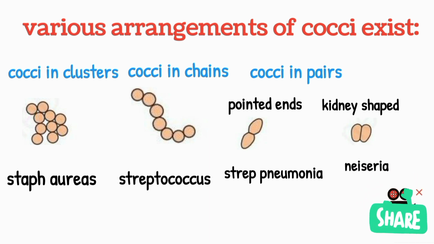So this is how various arrangements of cocci exist. Cocci, which as we said are circular-shaped bacteria, can arrange in such patterns either in the form of clusters or chains, or in pairs which can have pointed ends, or in pairs they can have a kidney-shaped structure. An example of each bacteria you should know.